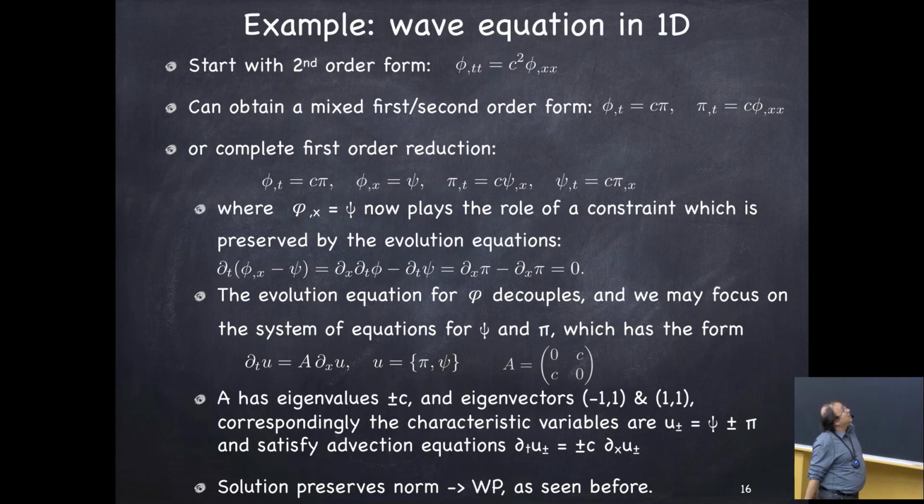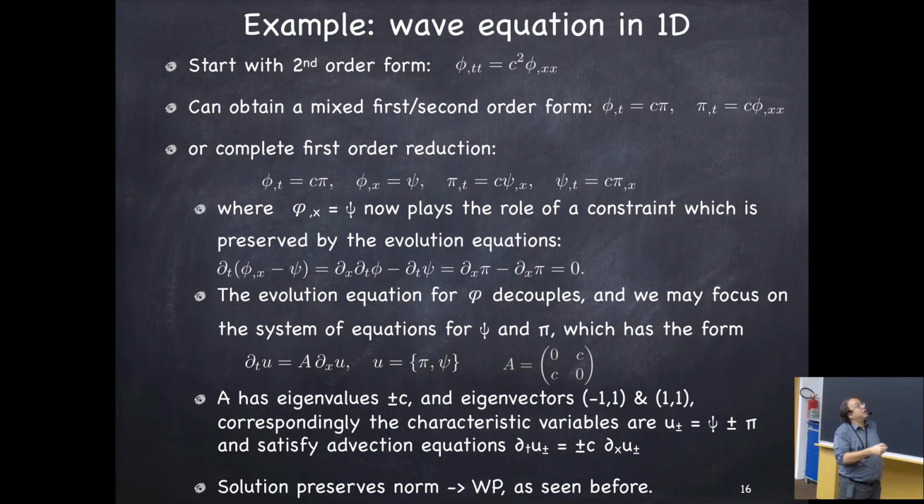Now, let's talk a little bit about the wave equation. And again, let's make it simple. Let's talk about just the wave equation in 1D. So we start in the second order form, very simple. c is the propagation speed of our equation. And now we can write this in all kinds of different ways. For example, we could write it as a mixed first and second order form. We introduce one new variable, which is pi, and then we have one equation for phi dot and one equation for pi dot. So this is now second order in space.